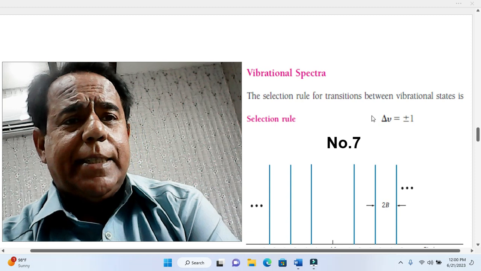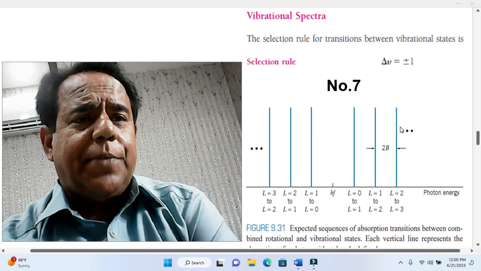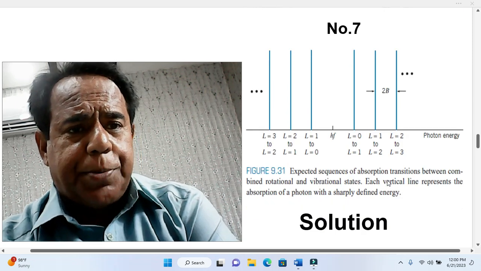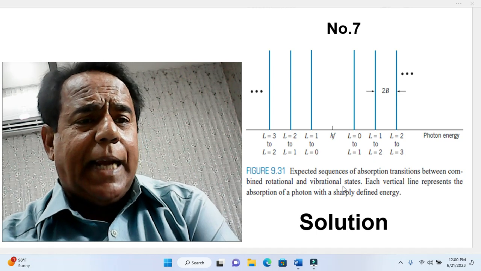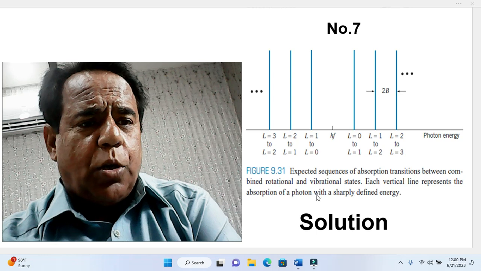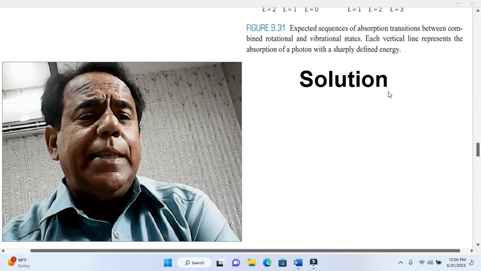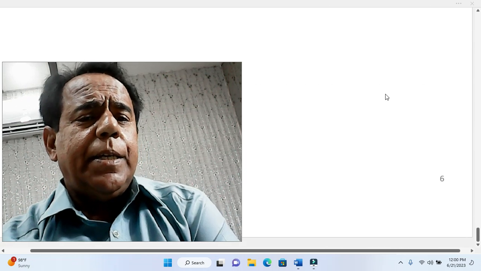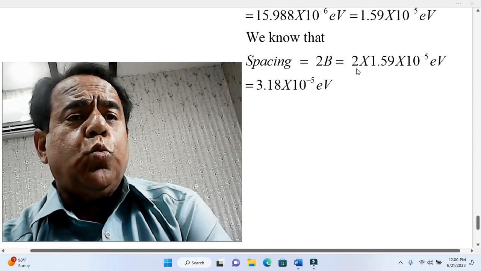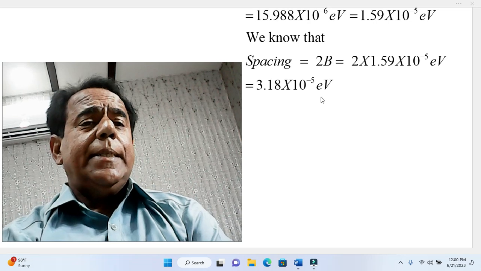The selection rule for transitions between vibrational states is delta V equal to plus minus 1. Helping tool number 7 figures the expected sequences of absorption transitions between combined rotational and vibrational states. Each vertical line represents the absorption of a photon with a sharply defined energy. So we have to justify this 2b, which we used in the last step: spacing equal to 2b equal to 2 into this, which is 3.18 into 10 raised to the power minus 5 electron volt, and hence this is the end of our problem.